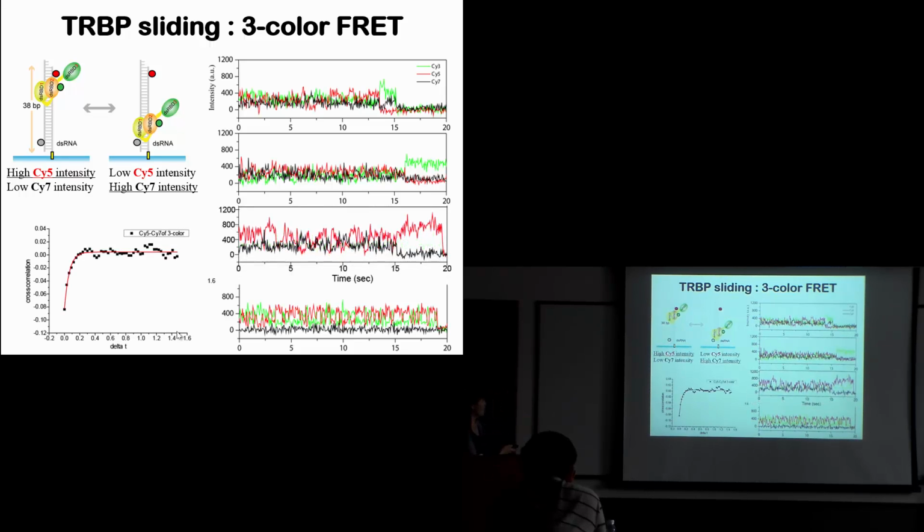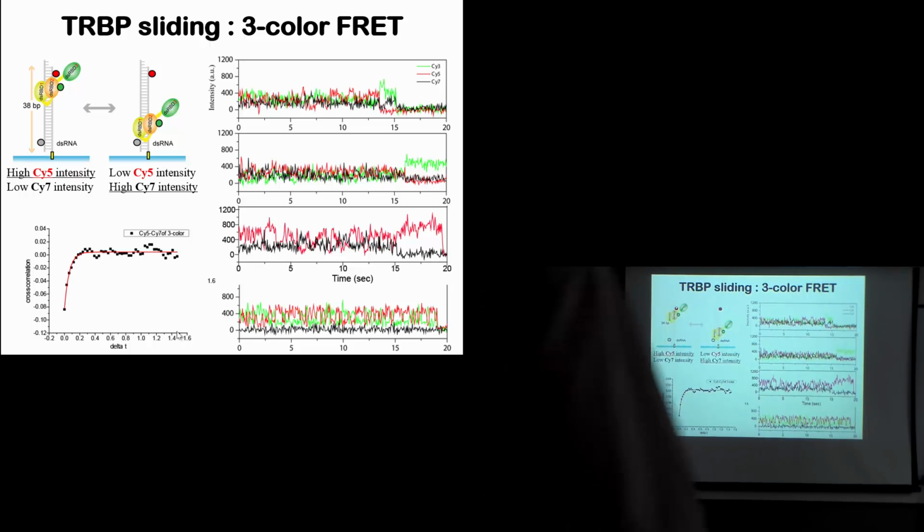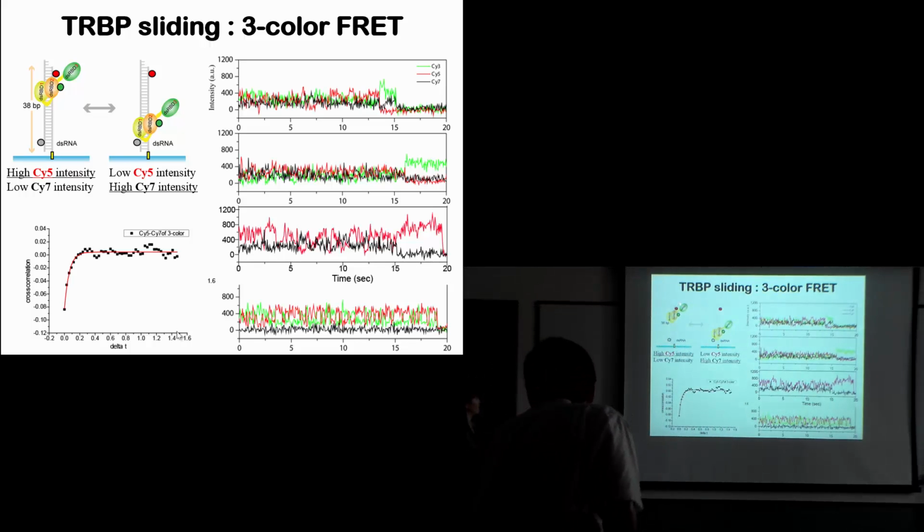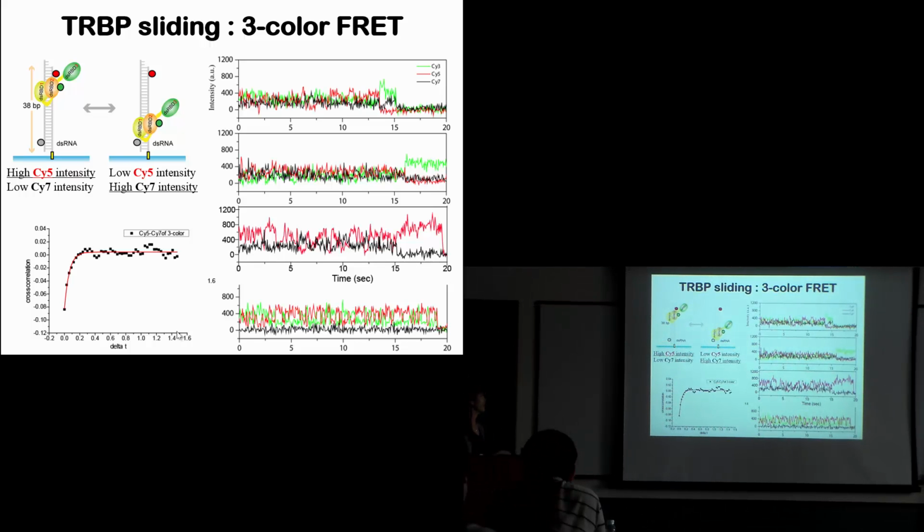But what we are looking for is when there's this FRET, this is dark. When there's this FRET, this is dark. So we're really looking for the anti-correlated change between the 2 acceptors, right? So this is what we actually see. The signal is messier, but we do see that the two acceptor signals are anti-correlated, which tells us that the protein is indeed moving from one end to the other end and back and forth. Okay, so that's a usage of a 3-color FRET.